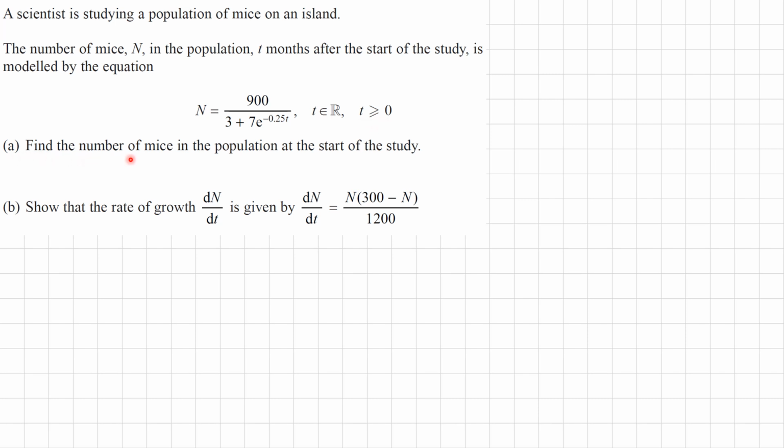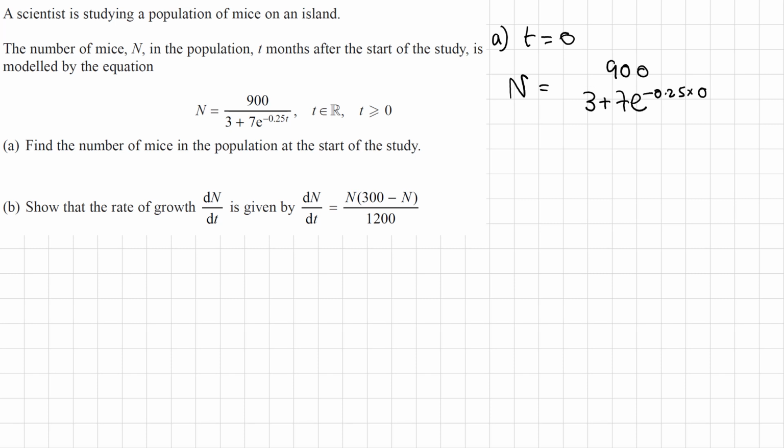Part A, find the number of mice in the population at the start of the study. So at the start of the study, t is going to be equal to 0. So we're just going to substitute t equals 0 into the equation. So we have n is equal to 900 over 3 plus 7e to the power negative 2.5t, and that's going to be 0.